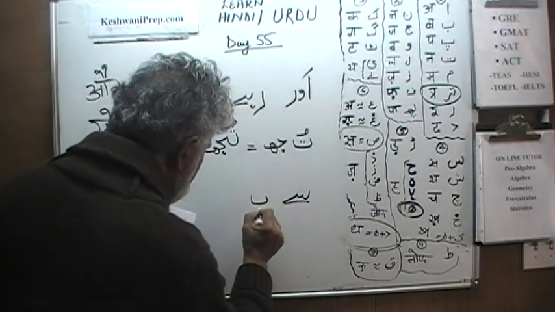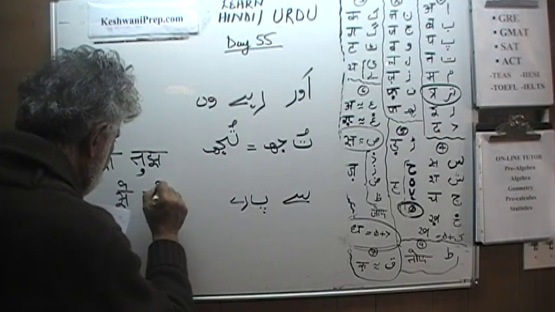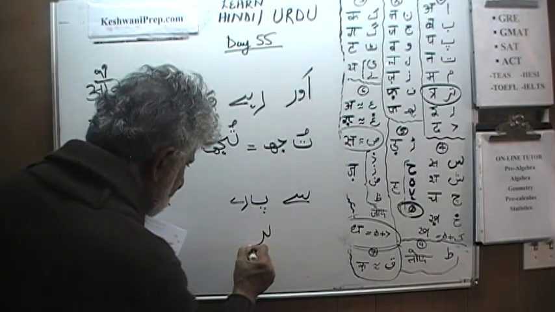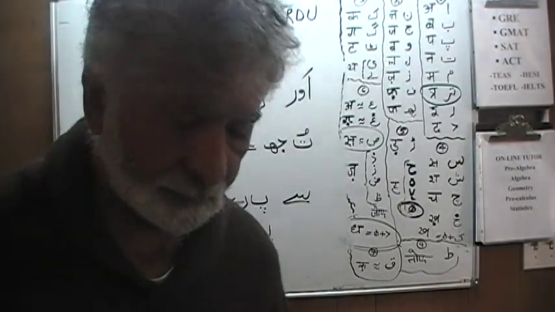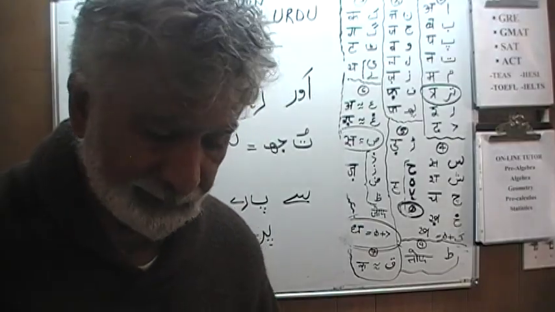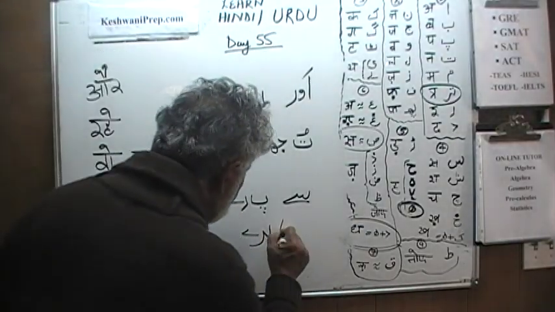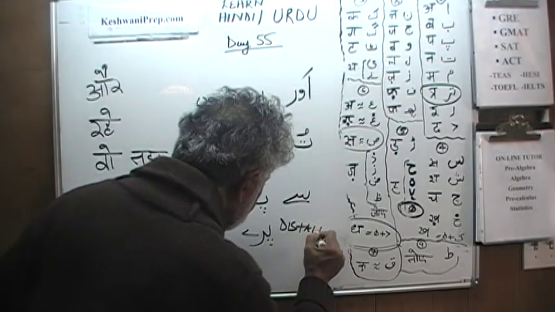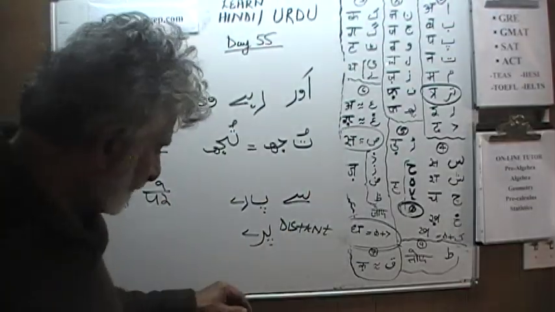Pare. Pa and a re. Put them together. Pare. You know what pare means? Pare means at a distance, away. Pare means distant. That's what it means. So let's read the three lines together and it will all make sense.